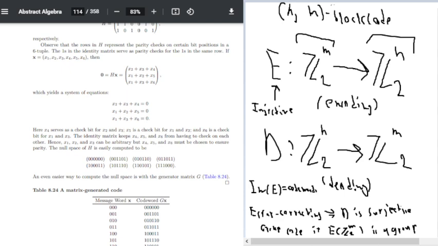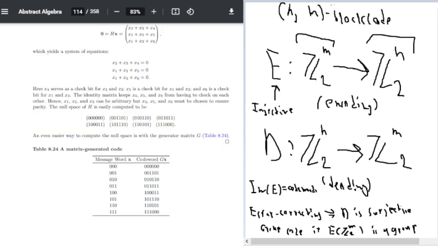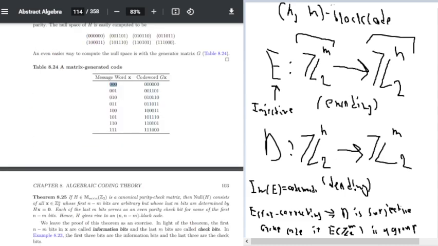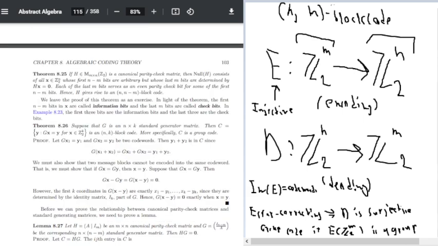The null space of H is easily computed to be 000000, 001101, 010110, 011011, 100011, 101110, 110101, and 111000. An even easier way to compute the null space is with the generator matrix G, as we see in this table here, where it gives us our message and it gives us our code word. And we're able to directly generate these code words from the messages.